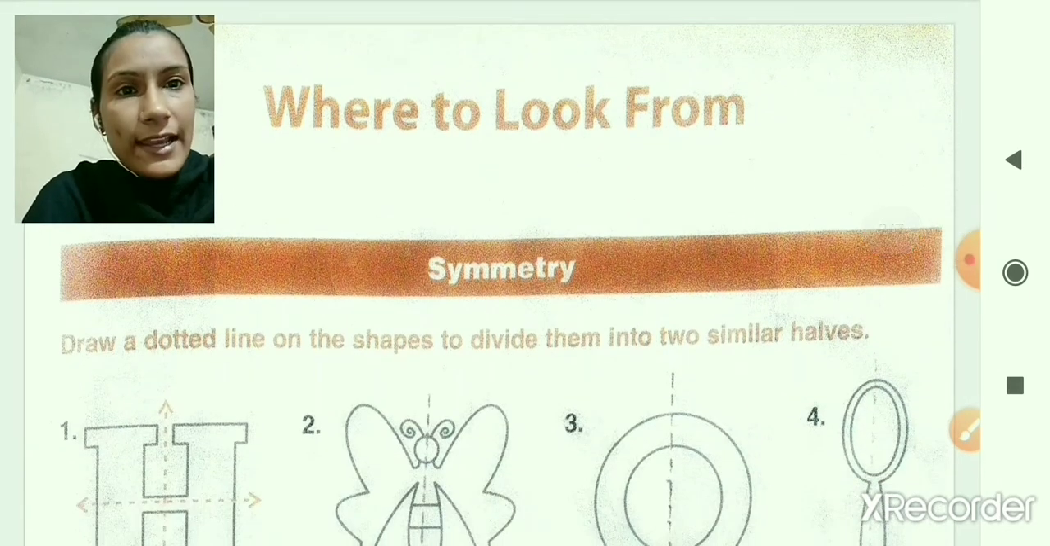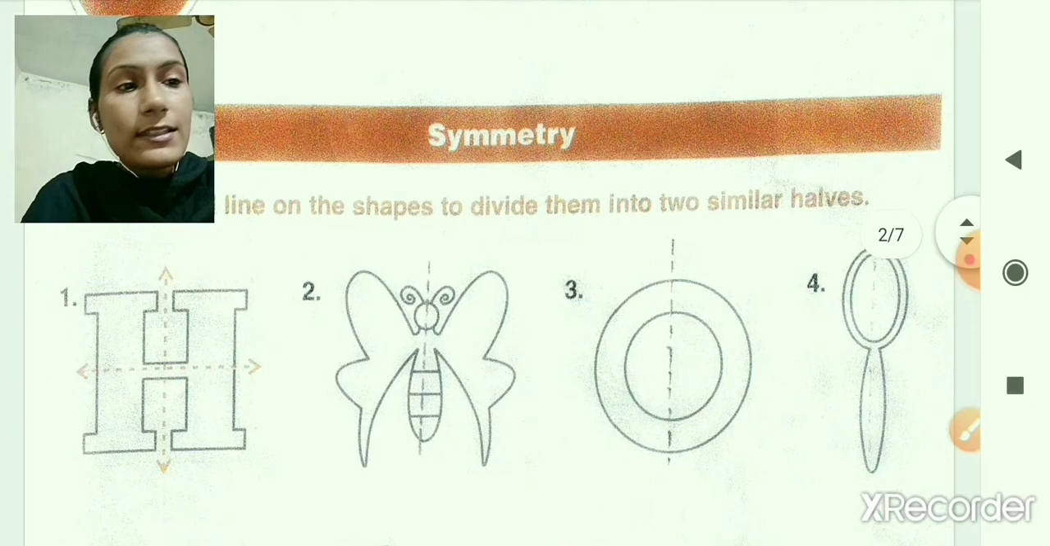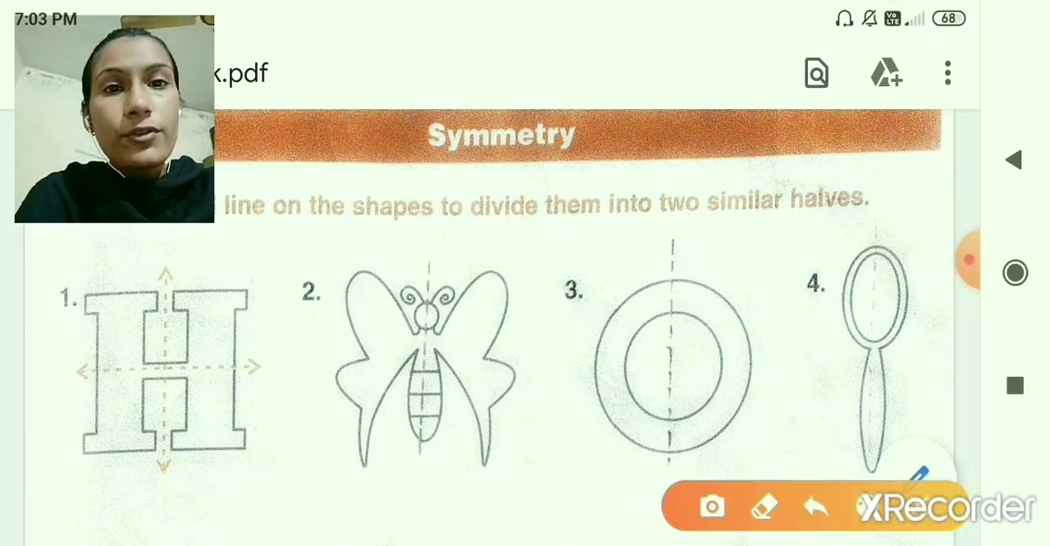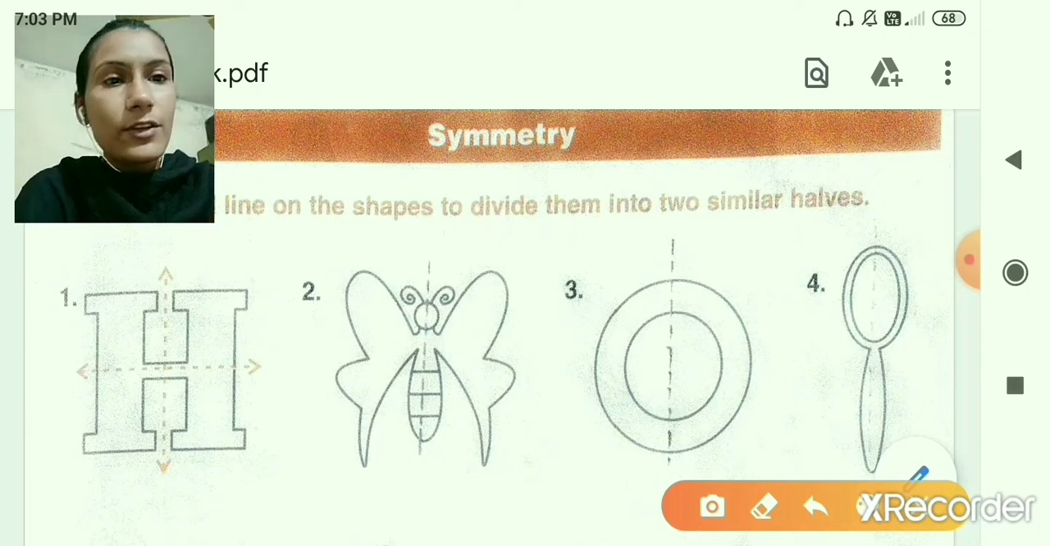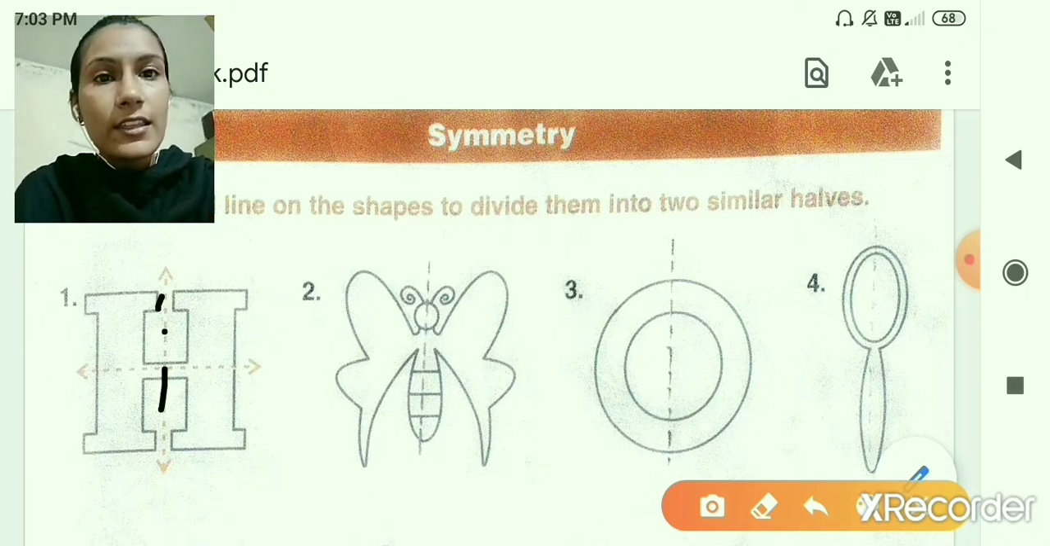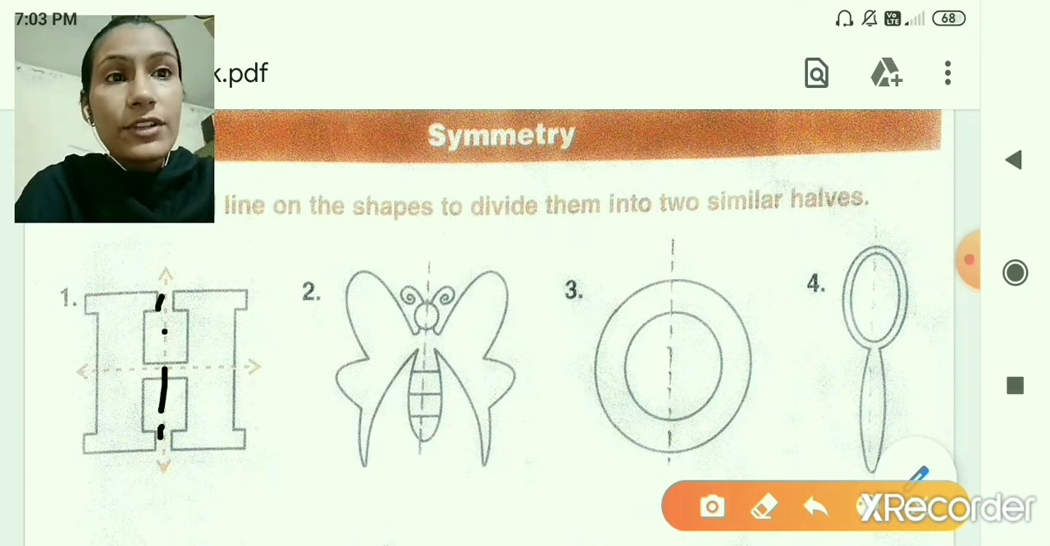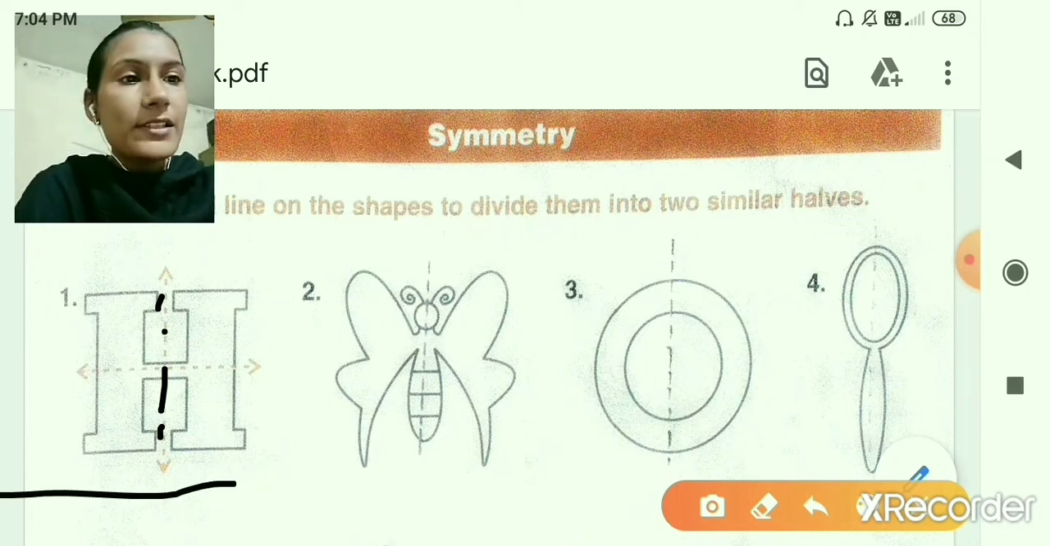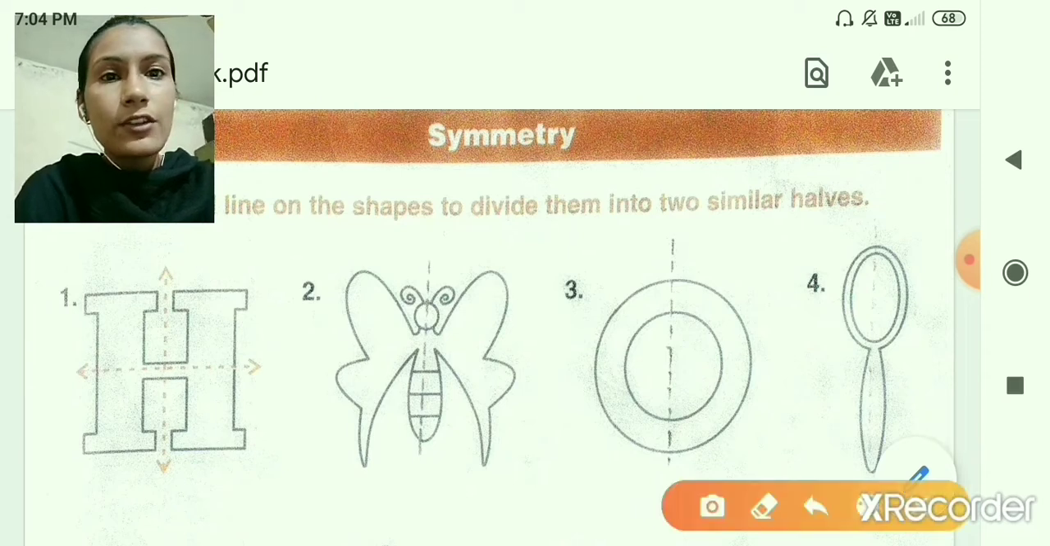Draw a dotted line on the shapes to divide them into two similar halves. That means here we have to draw a dotted line in these shapes and we have to divide them into two similar halves. That means we have to divide into two similar parts. See here, the first example is already given. Here you can see.